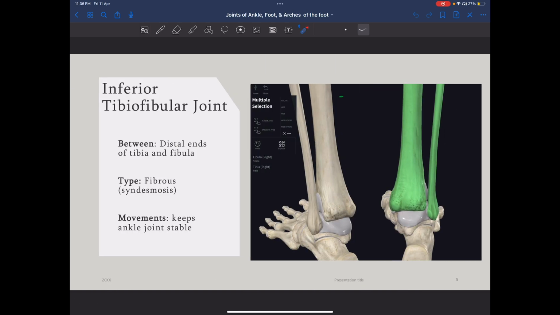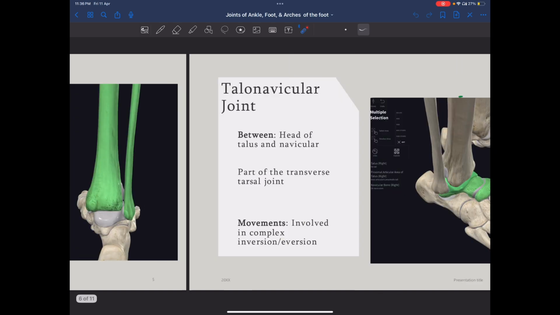Next is inferior tibiofibular joint. Right here, the joint is used for stability of the ankle joint. This is the fibula and this is the tibia. And the joint forms right here using some fibrous tissue.